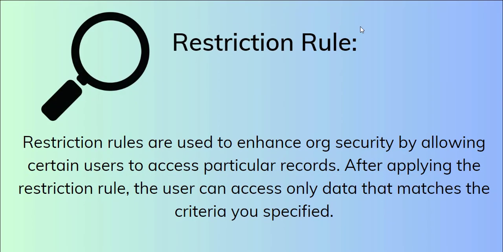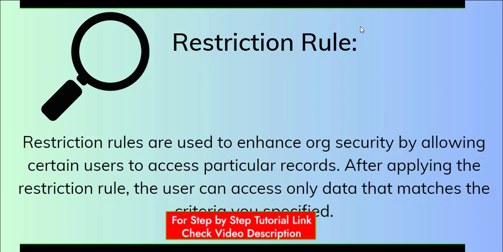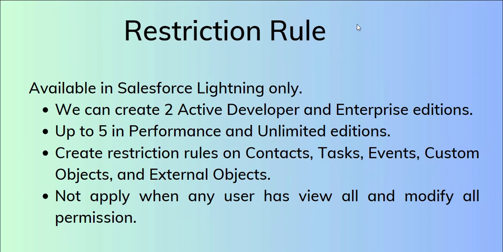So let's understand basically what a restriction rule is. Restriction rules are used to enhance org security by allowing certain users to access particular records. After applying the restriction rule, the user can access only data that matches the criteria that you specified. Restriction rules are only available in Salesforce Lightning. We cannot create restriction rules in Salesforce Classic.